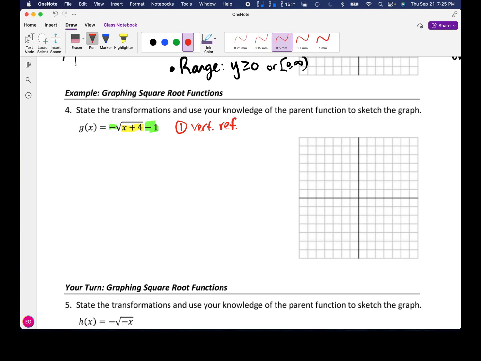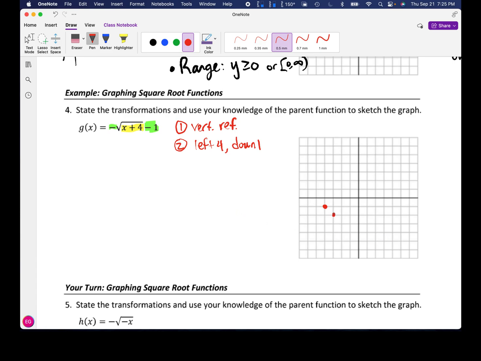So we have a vertical reflection, and our second main set of transformations is that plus 4 is telling us to actually go left 4, and then we're going down 1. So using that, I'm going to go left 4, 1, 2, 3, 4, down 1. So I'm going to use my shortcut right now. What that vertical reflection is going to do is instead of going up, I'm going to end up going down.